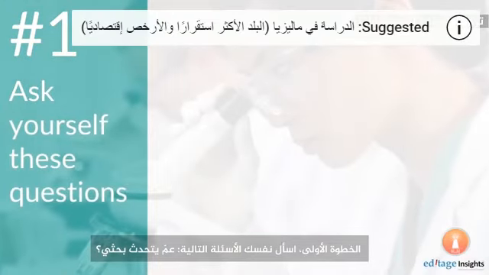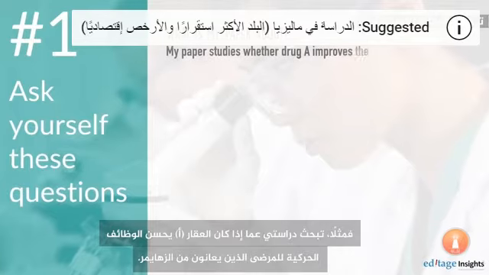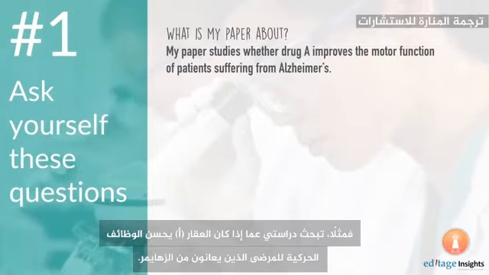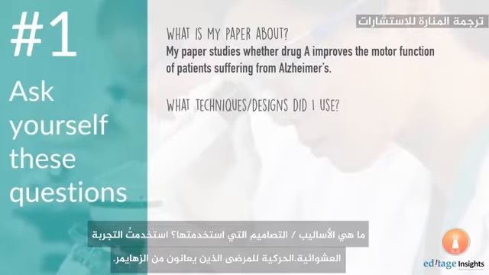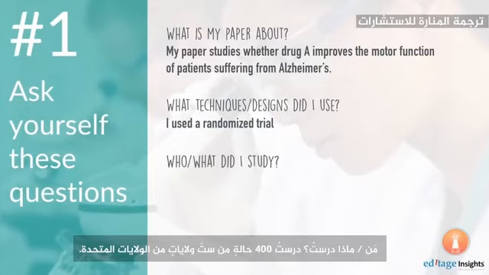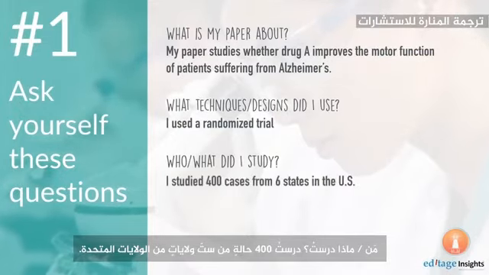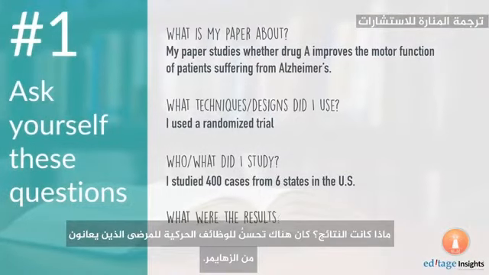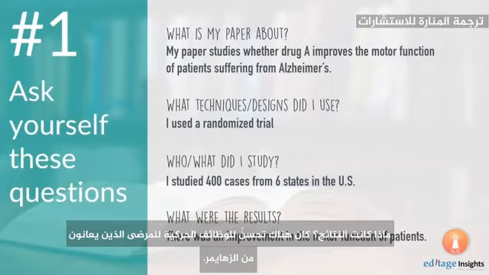Step 1. Ask yourself these questions. What is my paper about? For example, my paper studies whether drug A improves the motor function of patients suffering from Alzheimer's. What technique/design did I use? I used a randomized trial. Who or what did I study? I studied 400 cases from 6 states in the US. And what were the results? There was an improvement in the motor function of patients.